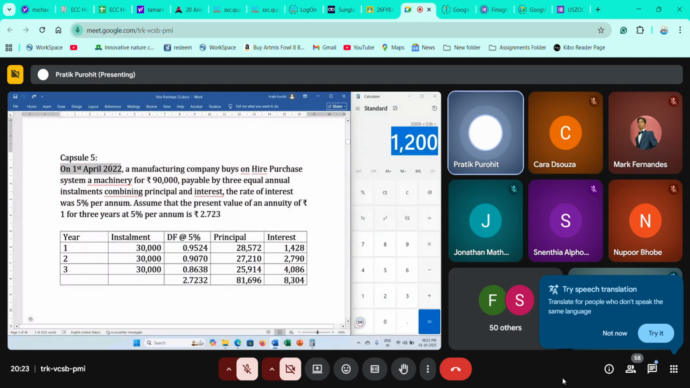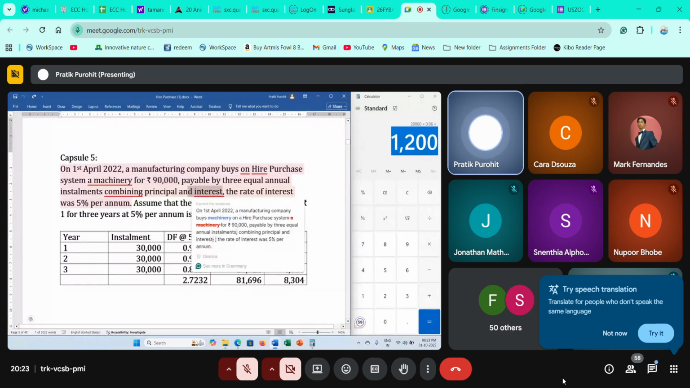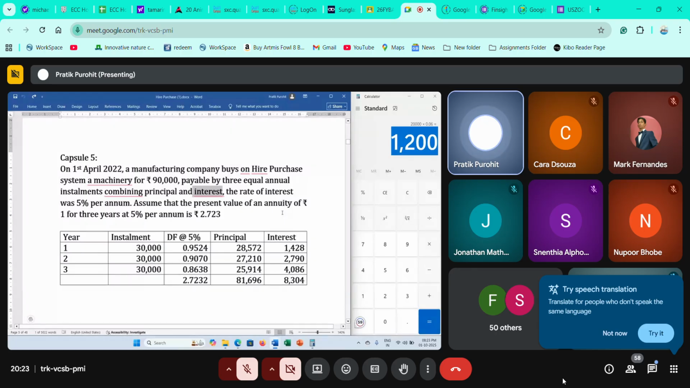So on 1st of April 22, a manufacturing company buys on hire purchase system a machinery for 90,000 rupees payable by 3 equal annual installments combining principal and interest. So your installment includes interest. Okay, that means 90,000 when split into 3 equal parts, 30,000 also includes the interest component, unlike our previous problem in which it was 20,000 plus interest. But this is inclusive of interest, and the rate of interest is given at 5% per annum.